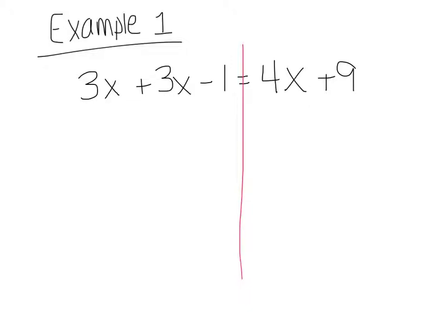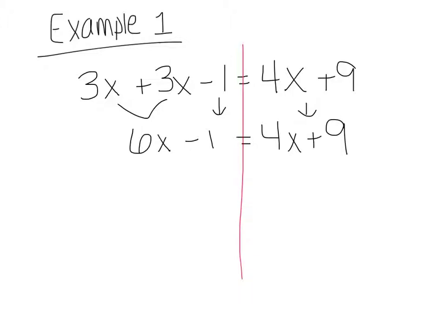It kind of is a visual, just like on your mat. Alright, and now I look and I see, what can I do on the left to simplify? Well, if I was building this with tiles, I would have 3x tiles and 3x tiles. Well, I can just combine those right away to get 6x, alright, and then I'm just going to bring down this negative 1 or minus 1 and say that's equal to 4x plus 9. We didn't do anything different on that other side, we just kind of brought everything down. But we did this here, we combined our like terms.